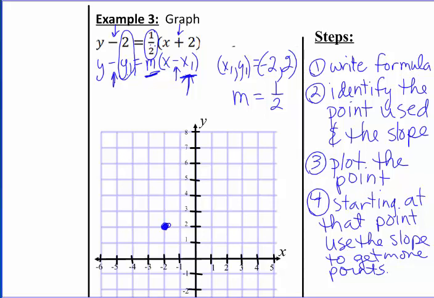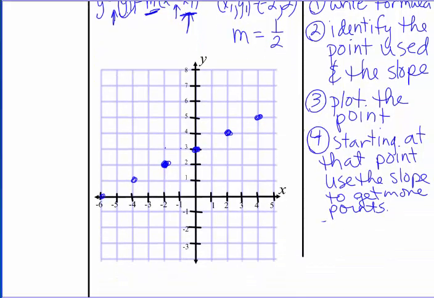-2, 2. It's a +1/2, so the top number's a 1. That means you go up 1 and to the right 2. So there's my next point. Up 1 to the right 2. My next point. Up 1, right 2. So if you went up right, you could go down left and get a few more points. And then draw your line all the way through the points.